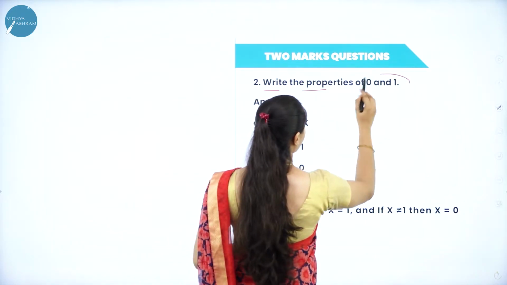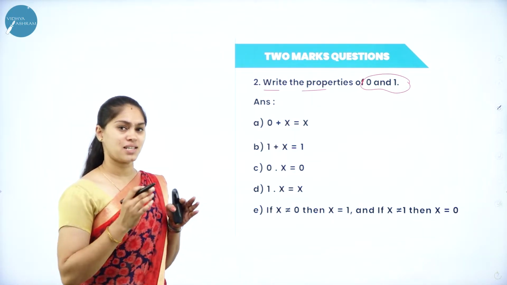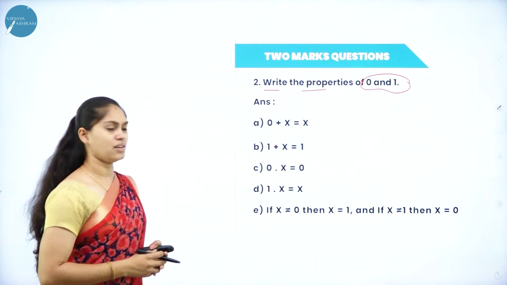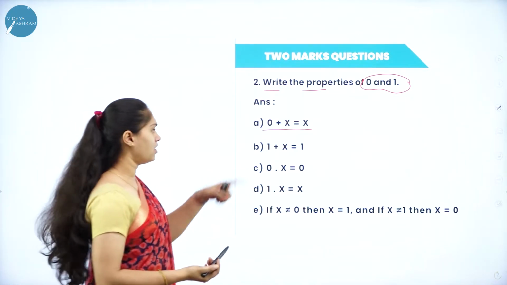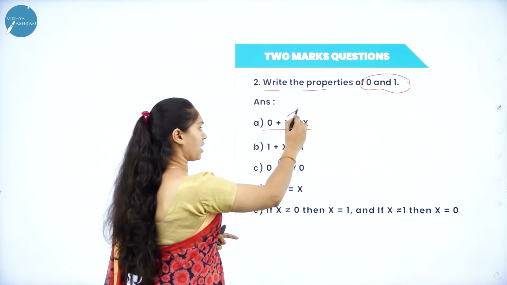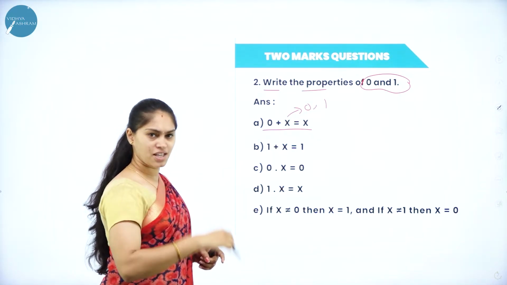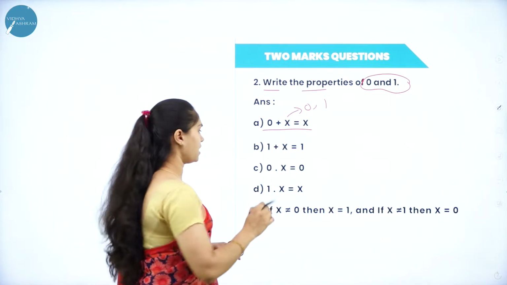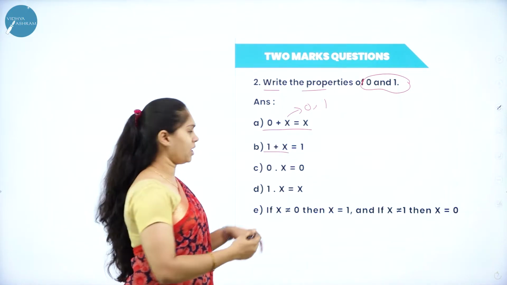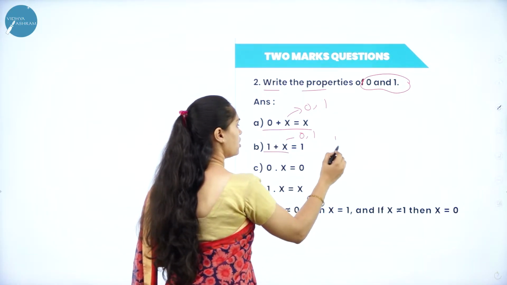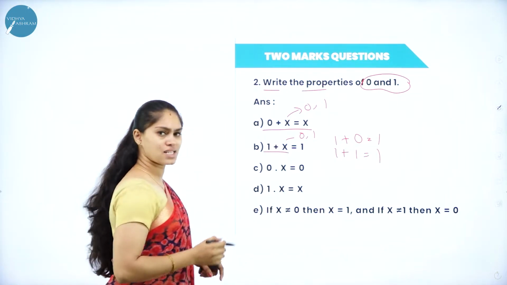Write the properties of 0 and 1. We have to understand all the basic laws or basic postulates of Boolean algebra. So 0 plus x is equal to what? x. If I add any number with 0, I get that number. It can be either 0 or 1. So 0 plus 1 will be 1, 0 plus 0 will be 0, so 0 plus x will be x. Then 1 plus x is equal to 1. If I add any number with 1, it will be 1. This x can be either 0 or 1. So 1 plus 0 will be 1, and 1 plus 1 is also 1. So 1 plus x is 1.